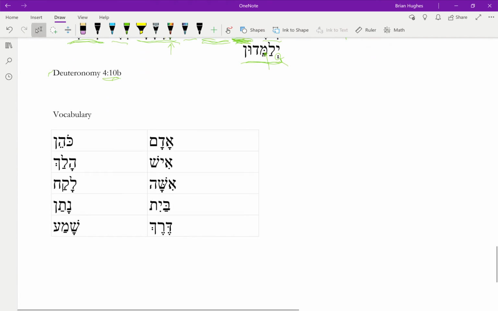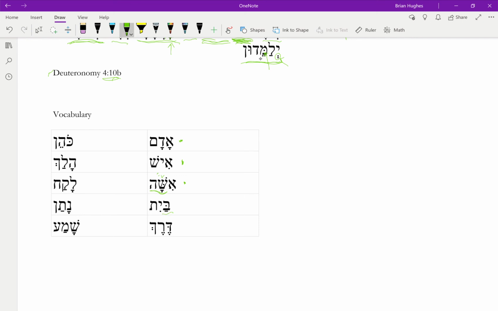Okay, so let's talk about the vocab here. This vocabulary is provided for you on page 26 of the textbook. Here we have Adam, which is man or Adam, could be a proper noun. Ish, this is man or husband. Isha, this is woman or wife, and notice the typical feminine ending here, the kametz hey, and how it's related to ish. We've got some reduction going on here, but we've got ish and isha.